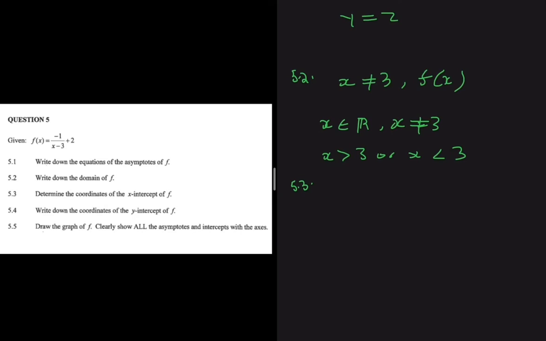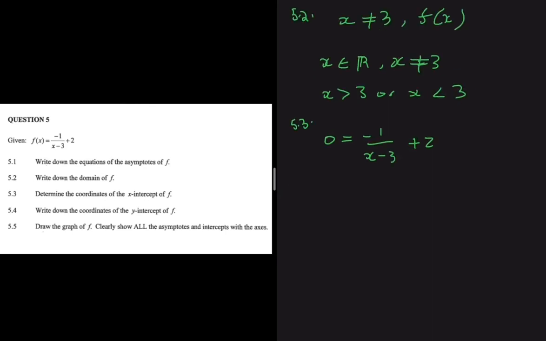So for f of x, we're going to have 0 equals minus 1 divided by x minus 3, plus 2. We subtract 2 from both sides, we get minus 2 equals minus 1 divided by x minus 3. If we cross multiply that, we get minus 2x plus 6 equals 1. Take 6 to the other side, minus 2x equals, this is minus 1, you take 6 and it becomes minus 6, this will be minus 7, and then x equals 7 divided by 2.